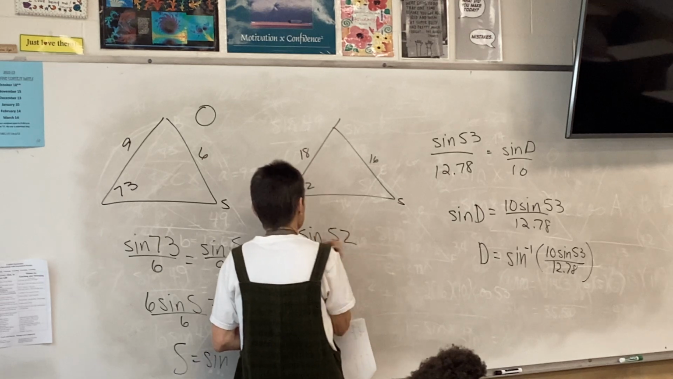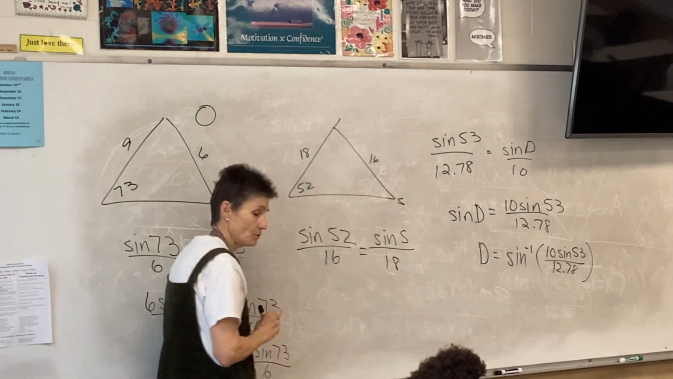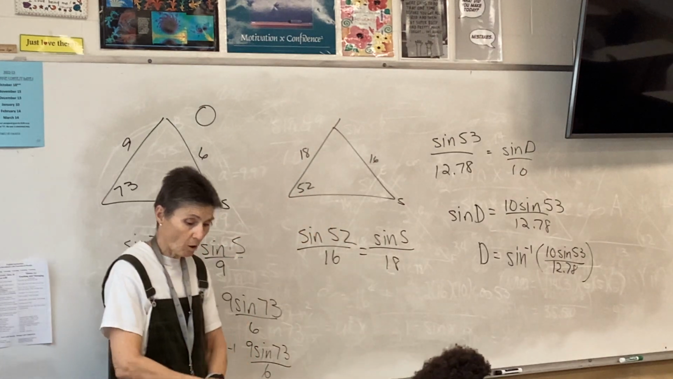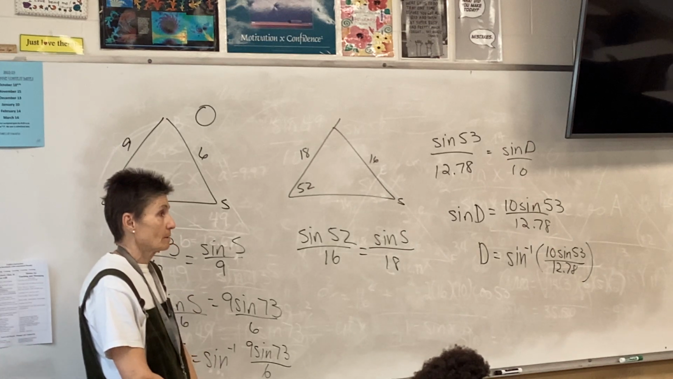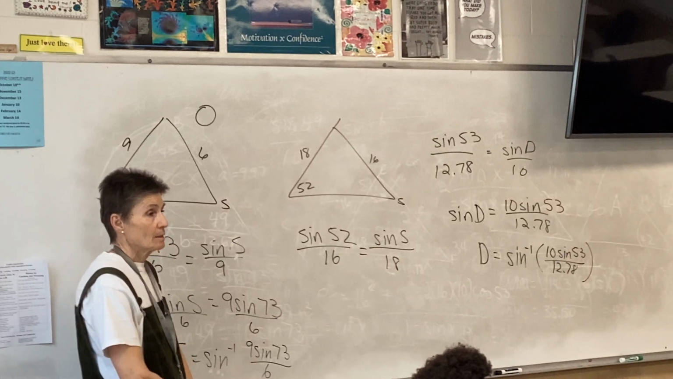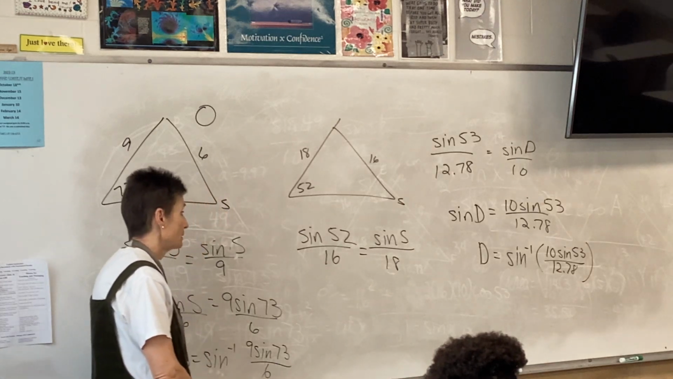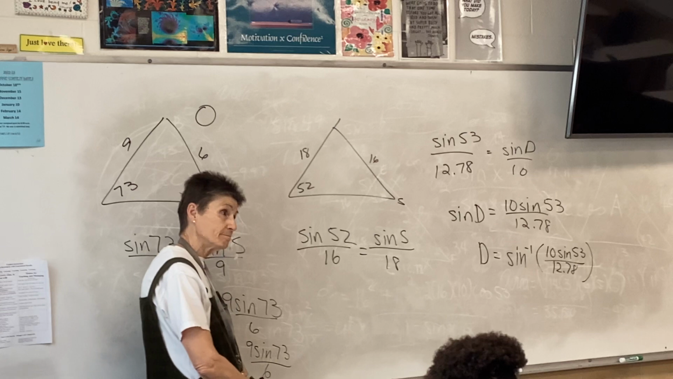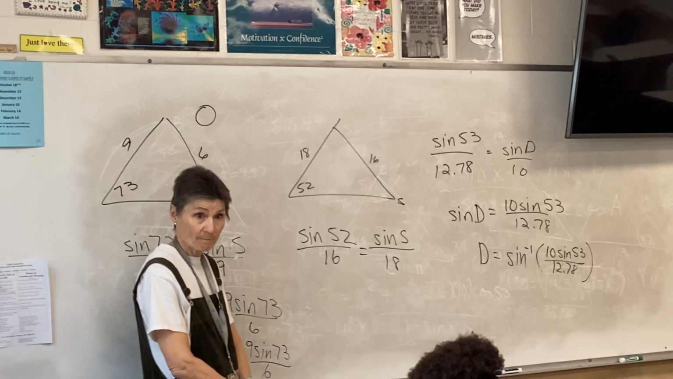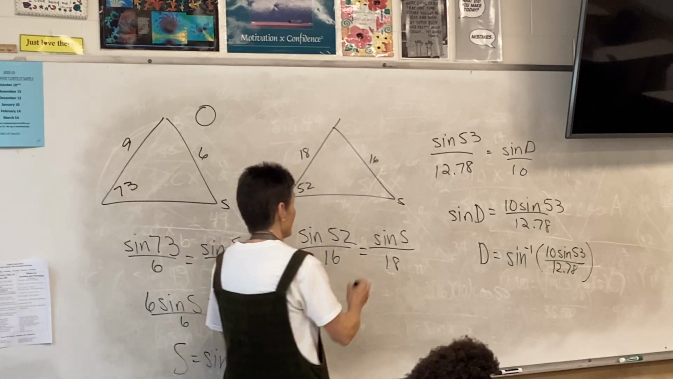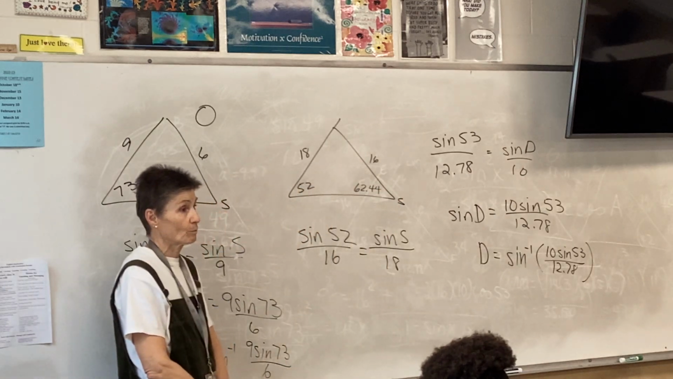Next. Same exact situation, same exact setup, sine 52 over 16 equals sine S over 18. All right, see if you can do that one by yourself. You're going to cross multiply and divide, and then you're going to second sine something. You're either going to get an answer or not. Did you get an answer? Yeah. What was it? 62.44. Somebody got 62.44. Would you agree with that?